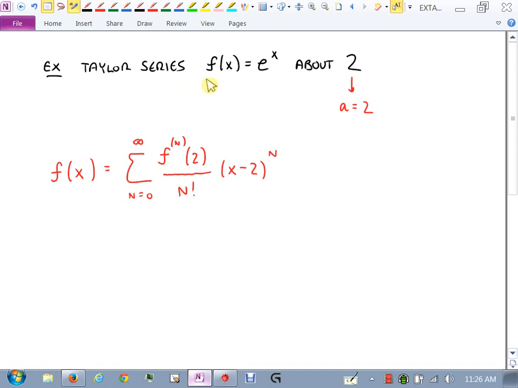Well, don't we already know the derivative of f is always going to be itself? e to the x, e to the x, e to the x. And if I plug in 2 instead of 0, what are you going to get? e squared, e squared, e squared, e squared for all of them. So this part right here is always going to turn into e squared. Now, be careful. The only one that behaves like this is e to the x. All these other ones like sine and cosine would be different.